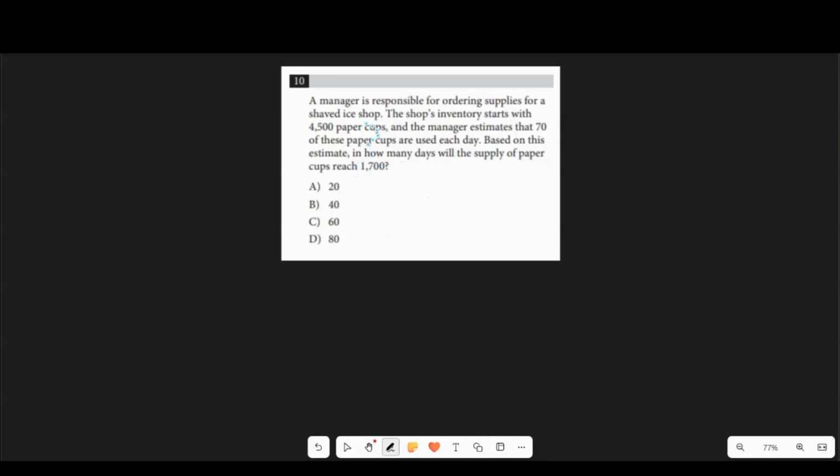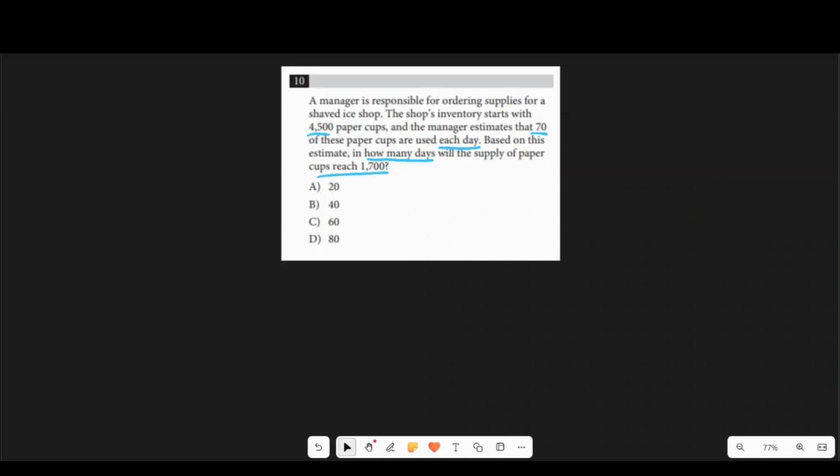This is a question from the official 2024 Test Bundle 6, Math Module 1. A manager is responsible for ordering supplies for a shaved ice shop. The shop's inventory starts with 4,500 paper cups, and the manager estimates that 70 of these paper cups are used each day. Based on this estimate, after how many days will the supply of paper cups reach 1,700?